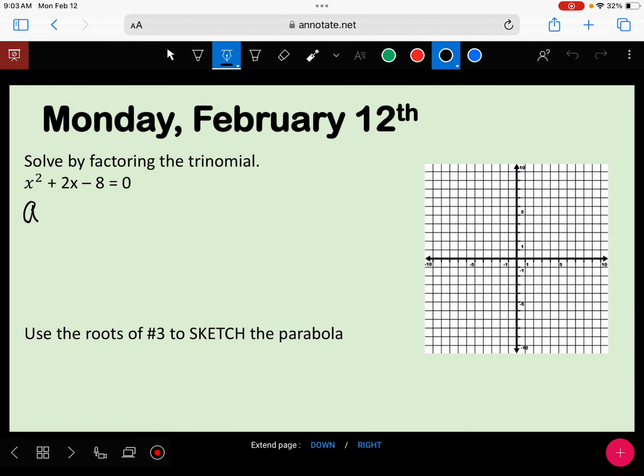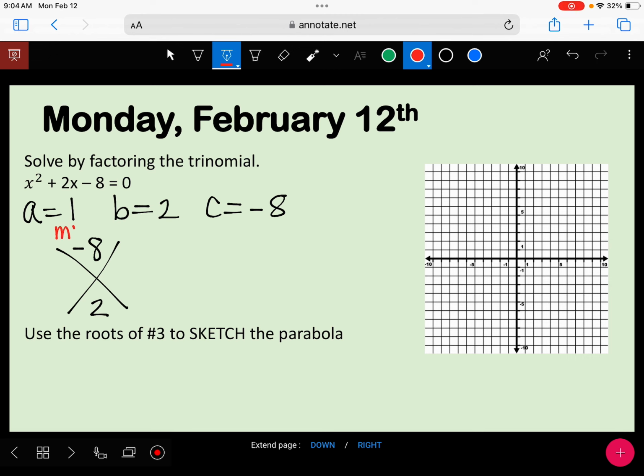A is 1. B is positive 2. C is negative 8. Make your X. What number will go on top? Negative 8. And what number goes on the bottom? 2. If you need to, you can take out your multiplication charts. But you're looking for 2 numbers that will multiply to be negative 8 and add to a positive 2.